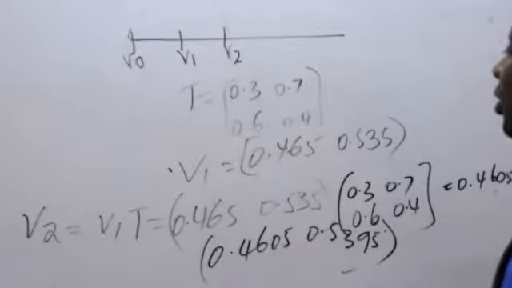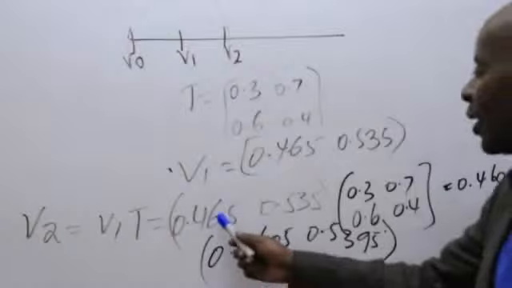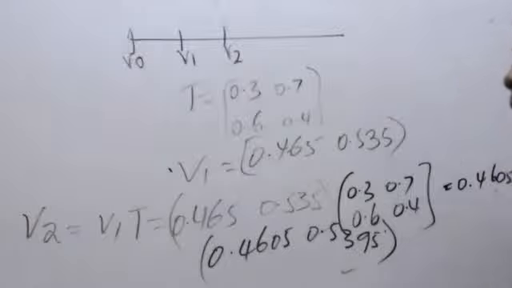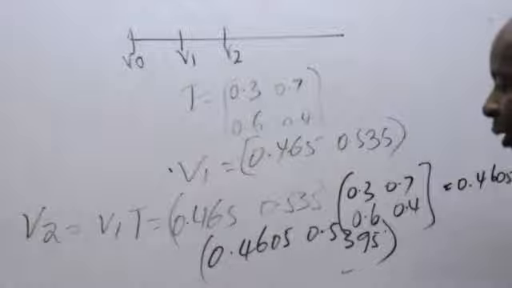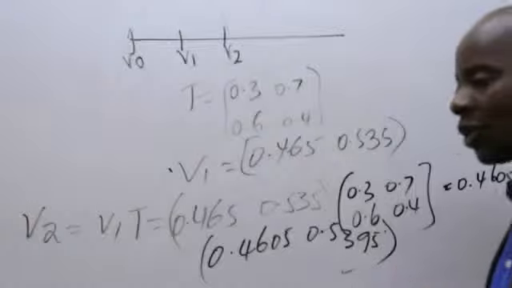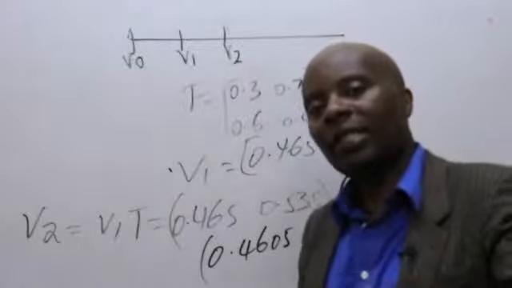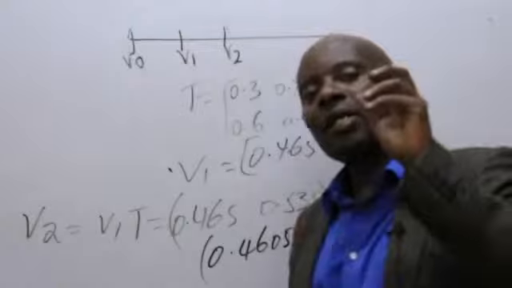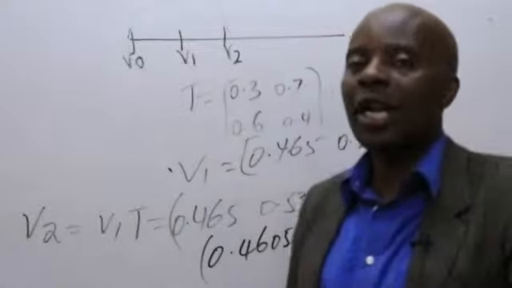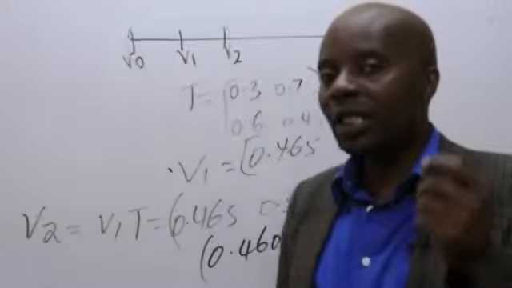Now you can see straight away from where we began, ladies and gentlemen, for vector 1, the first company gained more ground. It started from 0.4 something, so it has gone to 0.46. So market share changes, but remember that this market share does not keep on changing forever.